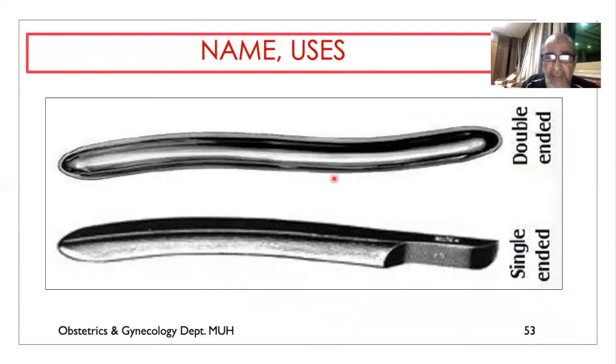These are Hegar dilators. This is double-ended, and this end is smaller than this end by 0.5 millimeter. And this is a single-ended Hegar dilator. The size or caliber of the dilator usually is printed here.